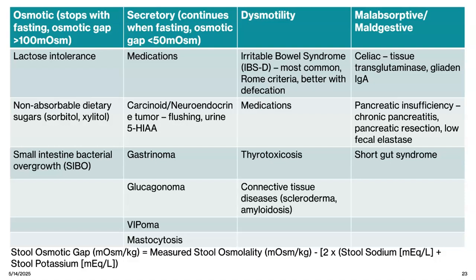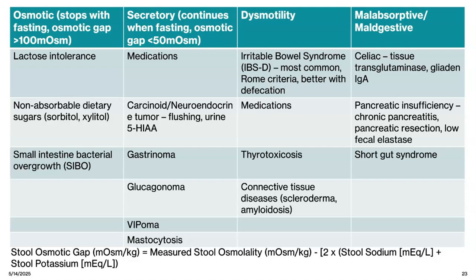Dysmotility disorders in which food moves through the GI tract faster than it should can also cause diarrhea. The most common cause is irritable bowel syndrome, which can present with diarrhea, constipation, or both. This is diagnosed using the Rome criteria, and the hallmark of IBS is that abdominal pain and bloating improve after defecation. Other causes can include medications that can speed up GI motility, thyrotoxicosis, and connective tissue disorders like scleroderma and amyloidosis.